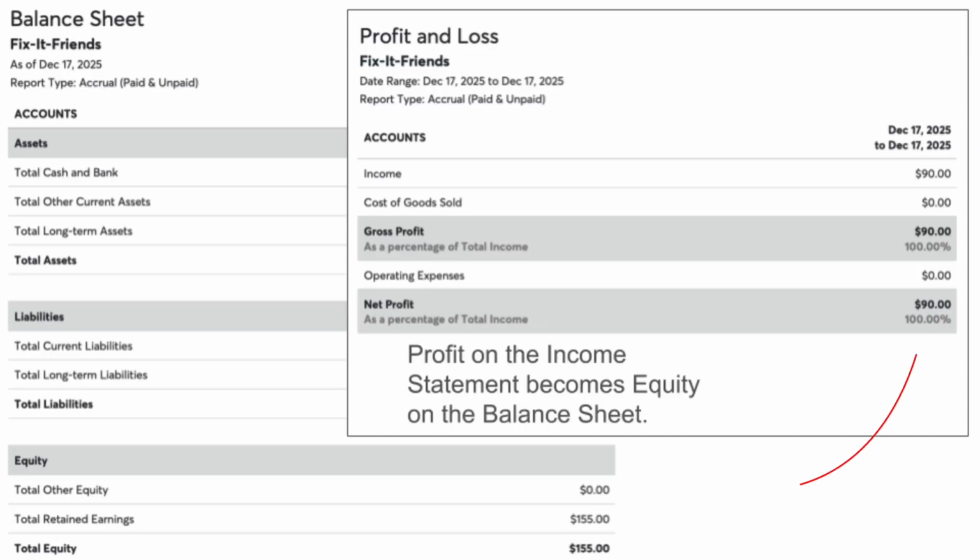So let's ask ourselves, where does that $90 profit go? It goes back to the balance sheet in the form of equity. Profit doesn't just float in space. It becomes part of what the owners are entitled to in the business. So remember, profit on the income statement becomes equity on the balance sheet. This is one of the more important connections in accounting.